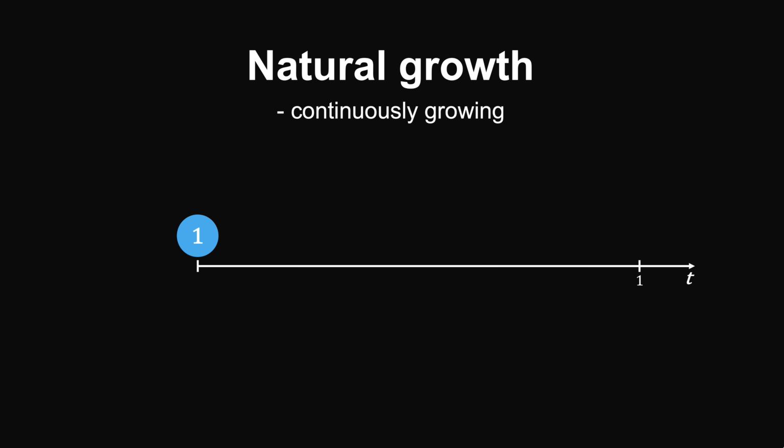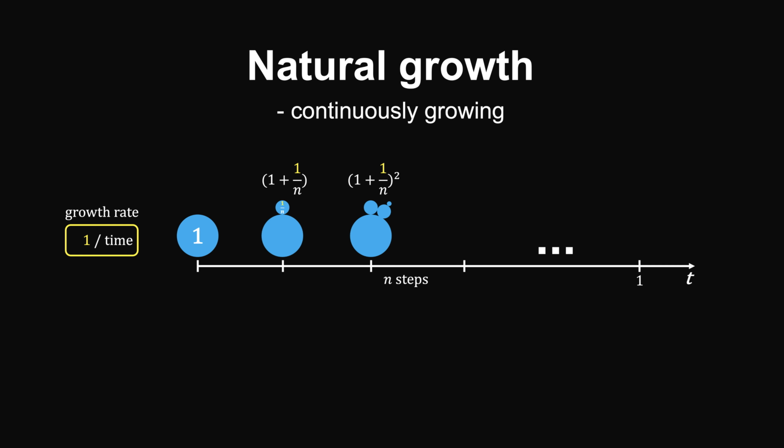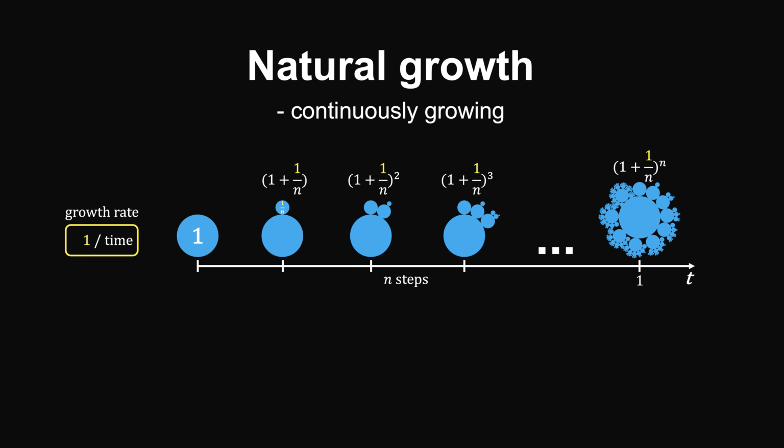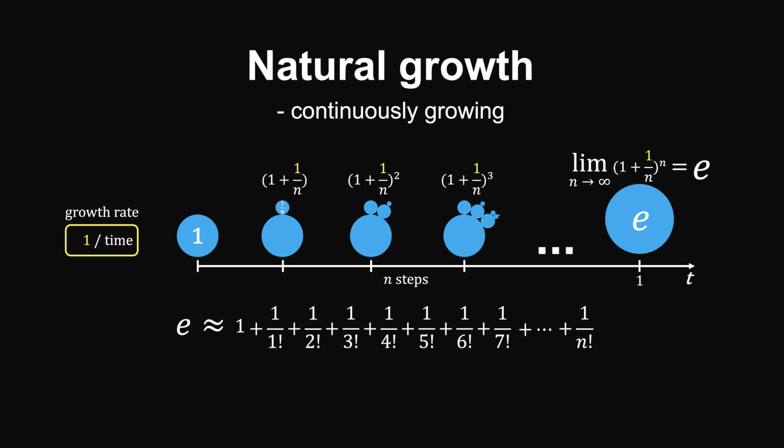In our previous videos, we've talked about the meaning of natural growth. For 1 unit growth rate, we consider n steps of growth. Each increases by 1 over n until the final term. We've shown that when the growth is happening continuously, so that when n approaches infinity, the outcome reaches a limit called e. We've shown that e can be calculated as an infinite series.